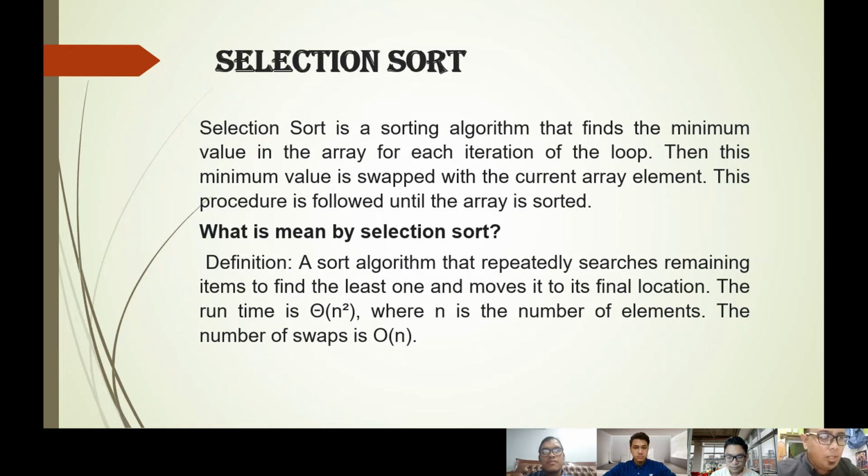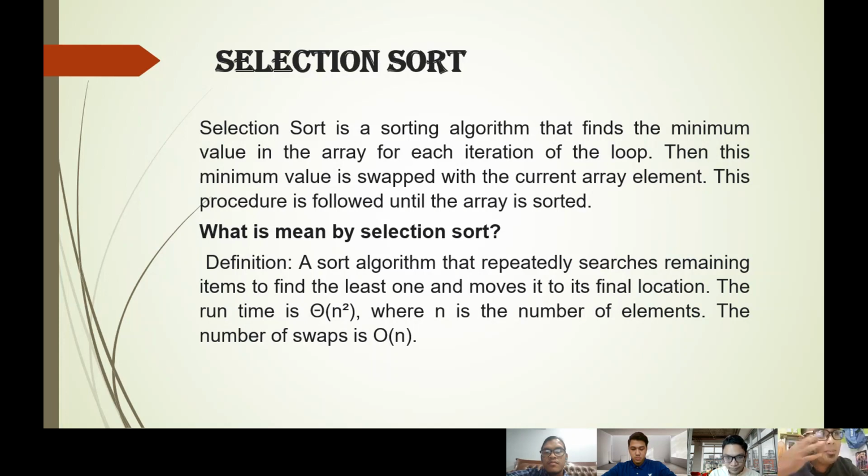What is meant by the selection sort definition? A sort algorithm that repeatedly searches the remaining items to find the least one and moves it to its final location. The runtime is O(n^2), whereas the number of swaps is O(n).